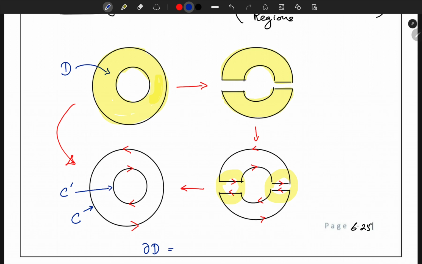So it is the outer boundary minus the inner boundary, but the negative sign is already included because the direction is the opposite. So we use a convention. Boundary of the annulus D is C in counterclockwise. So outer boundary in counterclockwise direction plus the inner boundary in clockwise direction. Okay.